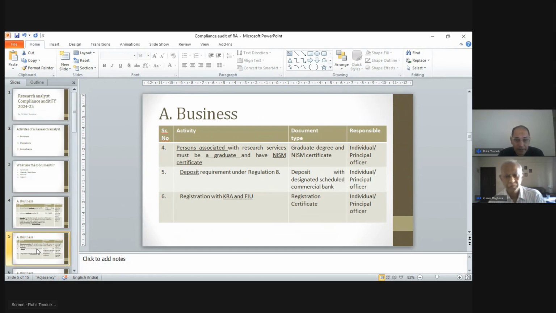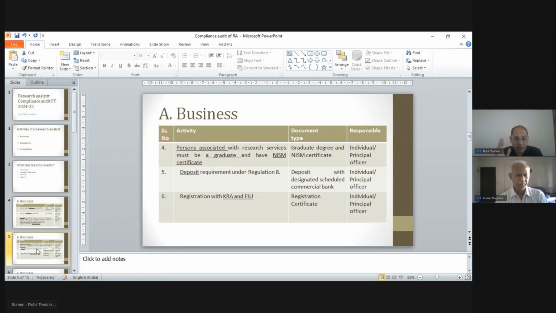Point number 5, deposit requirement under regulation 8. A registered research analyst must deposit based on his number of clients. He must make a deposit with a scheduled commercial bank, which is designated by SEBI. This is based on the number of clients.